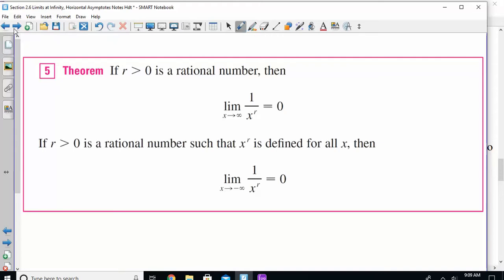Your book lists this as a theorem. I don't know if we even necessarily need it as that, something that we might know. We've talked about 1 over x and 1 over x squared before. But if you have 1 over x to any power, so 1 over x squared, 1 over x cubed, 1 over x to the 4th, as you go to either positive or negative infinity, your limit is always going to equal 0. And if you think about that, it's because when you plug in, what's the one number you can't put on the bottom? 0. It's giving you a horizontal asymptote there.